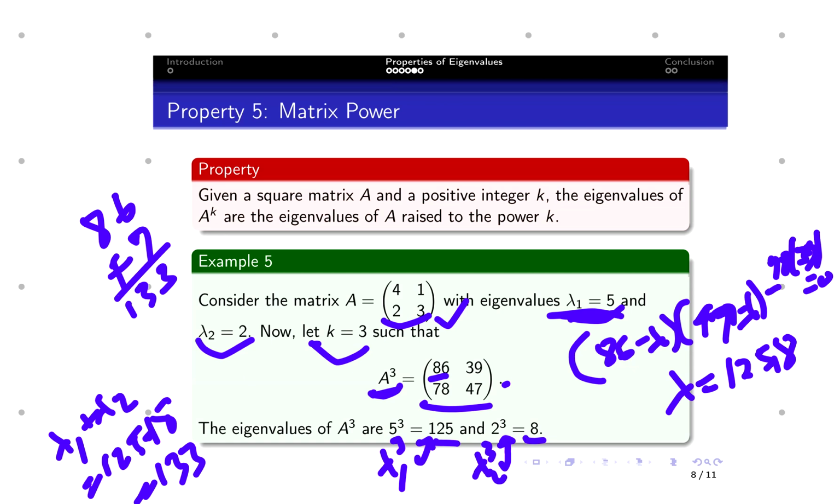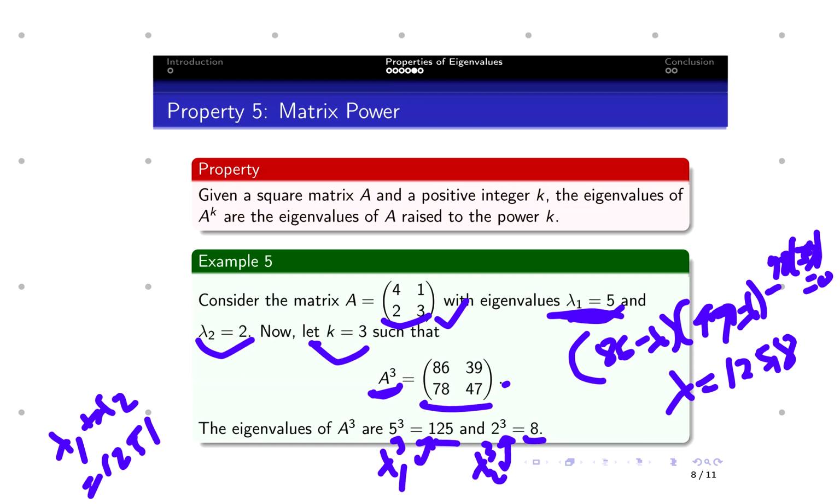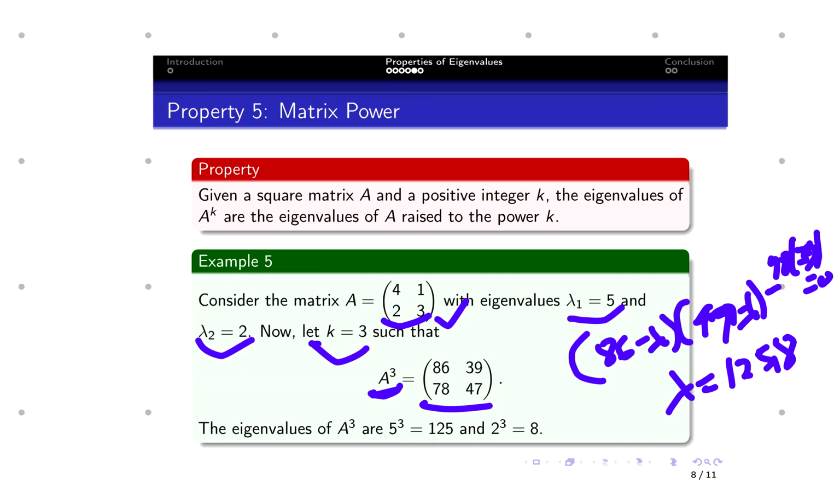So if you raise the matrix to a power, the determinant of the new matrix is going to be the determinant of the original matrix raised to the power to which you raise the matrix. All right, so that's really another interesting property.